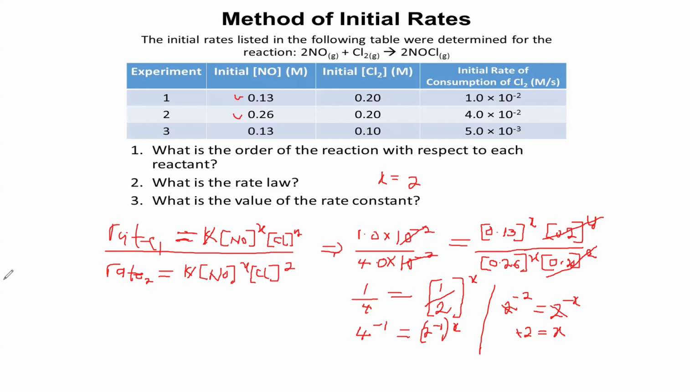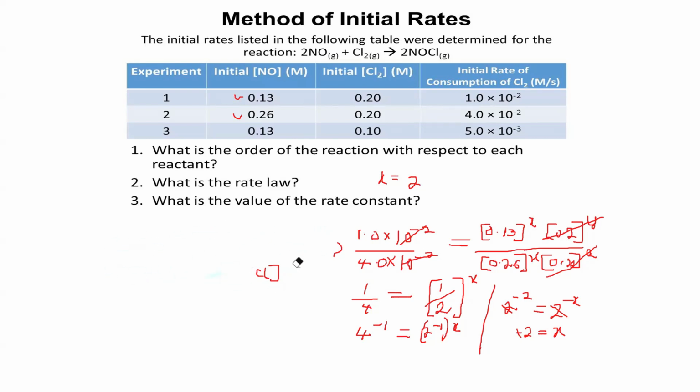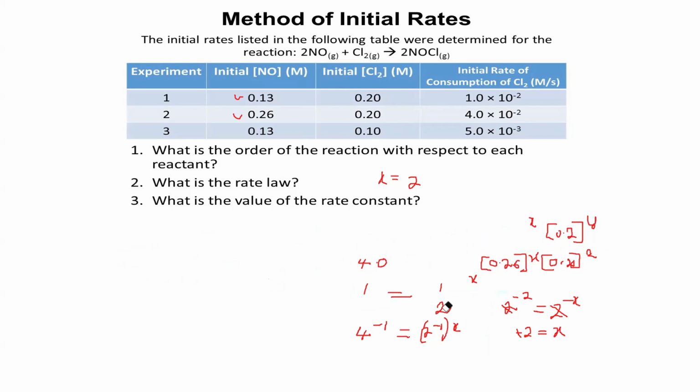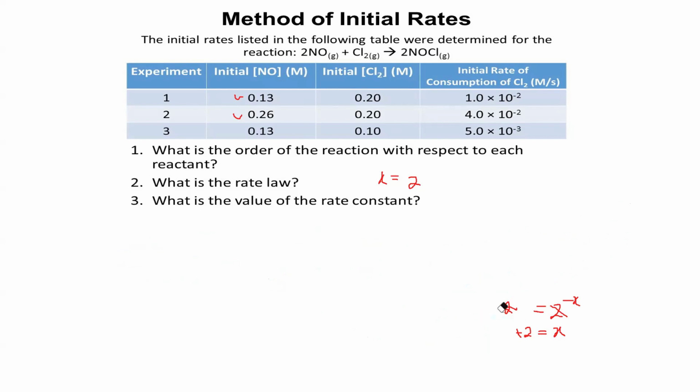So therefore, from here, we can of course delete all this. We can now get the value of y again, since we are able to get the value of x. So for you to get the value of y, let's consider experiments 1 and 3.